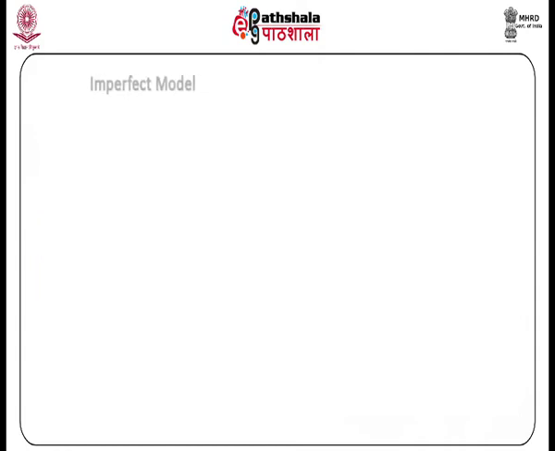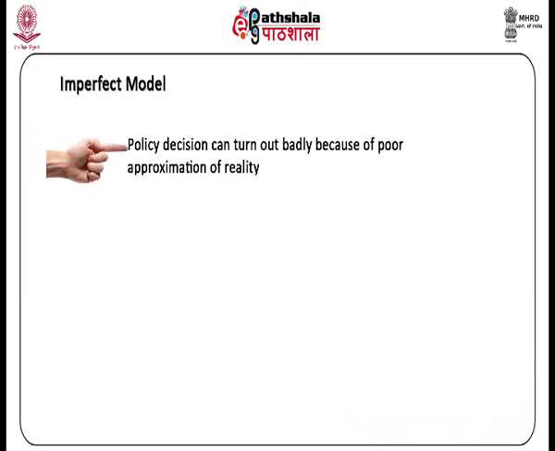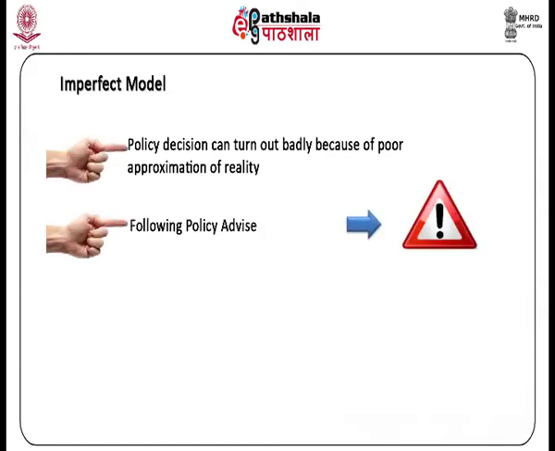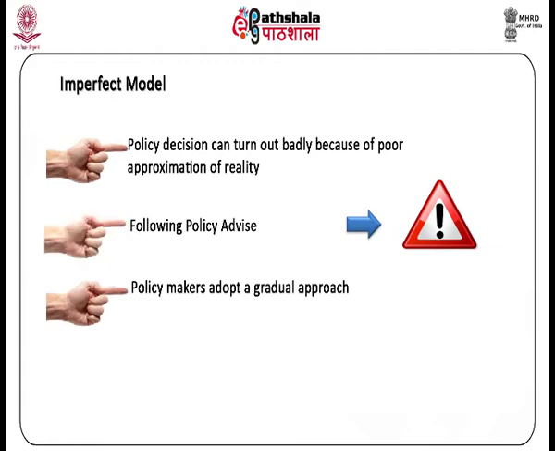Another issue in any policy-making activity is the recognition that the policymaker works with a model of the economy and our macroeconomic models are imperfect. Hence, policy decisions that appear correct based on a particular macroeconomic model may turn out badly because the model used to formulate the policy is only an approximation of reality, and perhaps a poor one at that. Following policy advice, however nicely derived from an inappropriate or incorrect theoretical model, is potentially dangerous, since the advice may lead to exactly the wrong policy action. Thus, policymakers adopt a gradual approach.